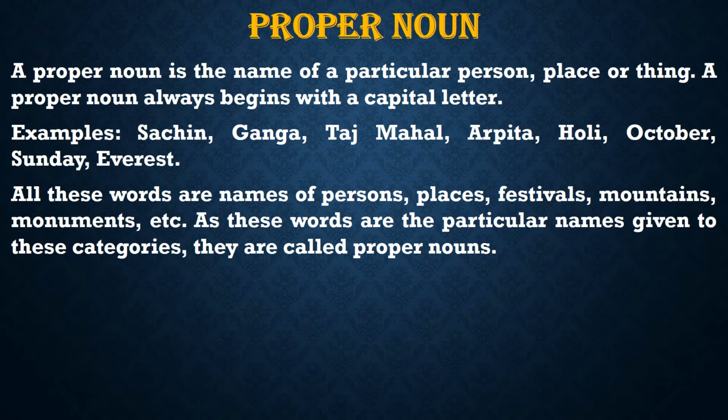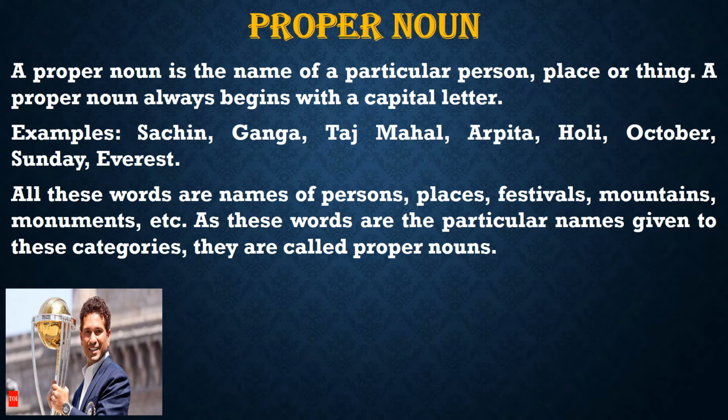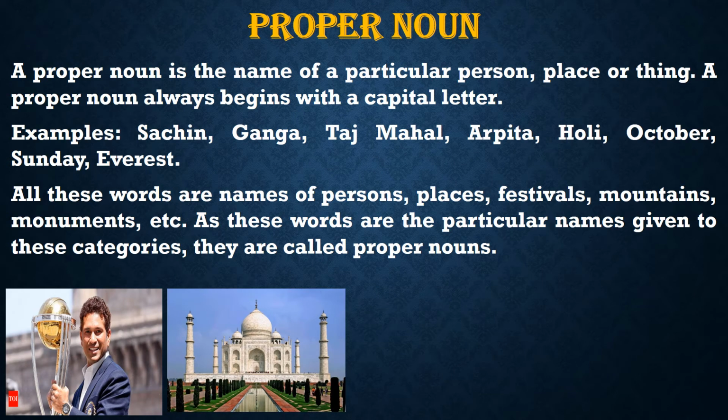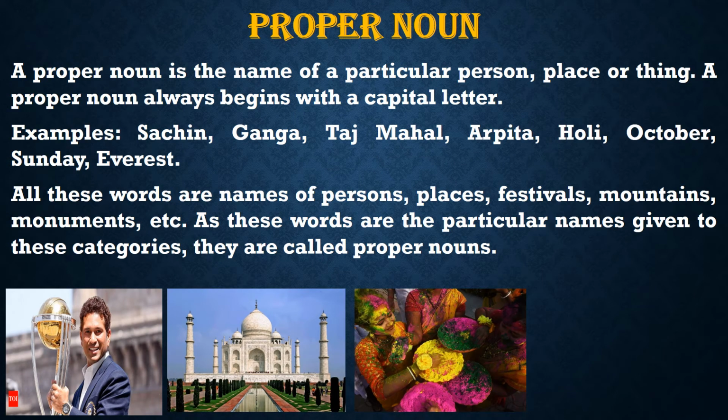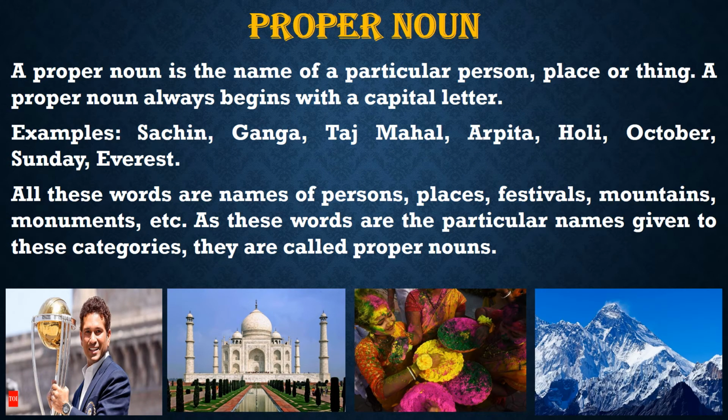Here in these pictures you can see that Sachin Tendulkar is here. We all know the name of this person, so we will call him by name. We will say that he is Sachin Tendulkar. This is Taj Mahal. Holi, you can see they are celebrating Holi, and this is your Mount Everest. Okay, so now proper noun, hopefully you have understood.